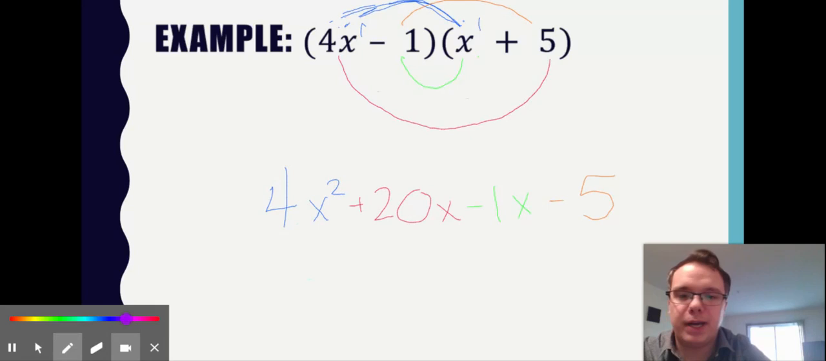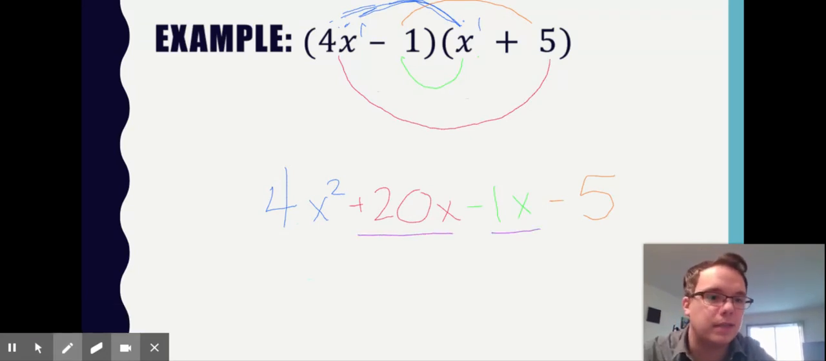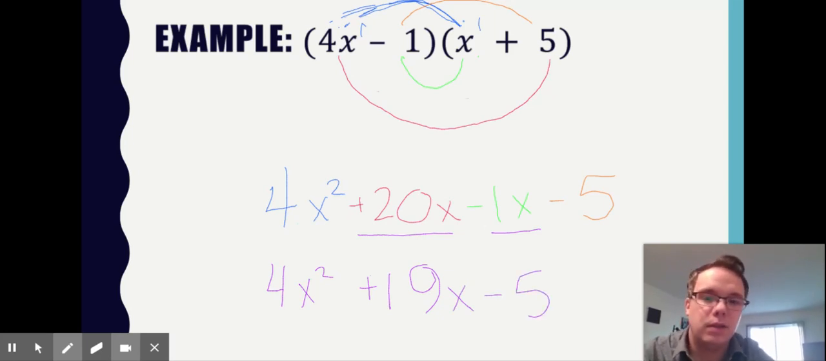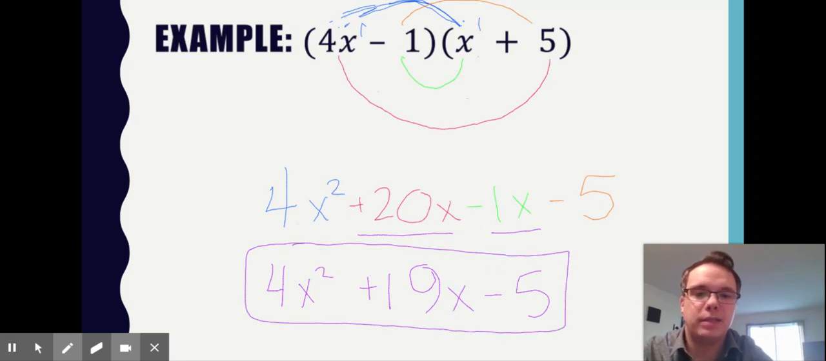So now if I combine like terms, which are 20x and negative 1x, because they have the same variable at the same power, then my answer simplifies down to 4x squared plus 19x minus 5. So I have a polynomial product with my powers going from biggest to lowest, so 2, 1, 0, and there's no more like terms, so this is my answer.